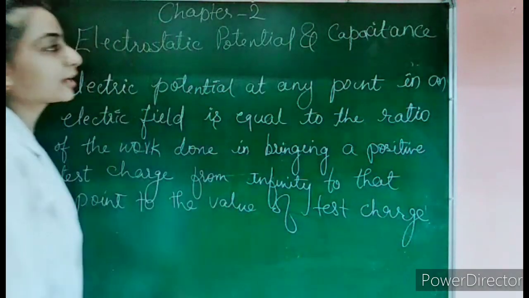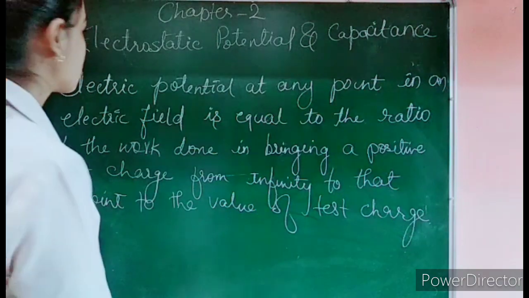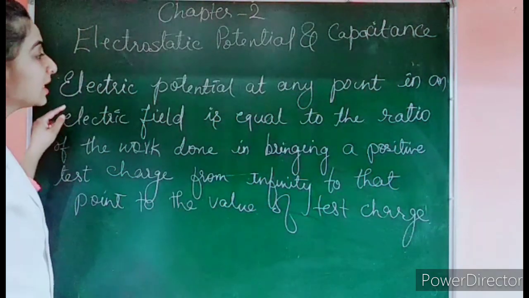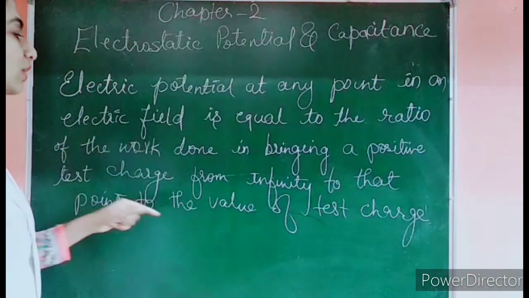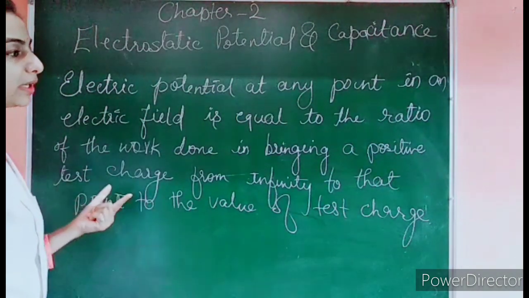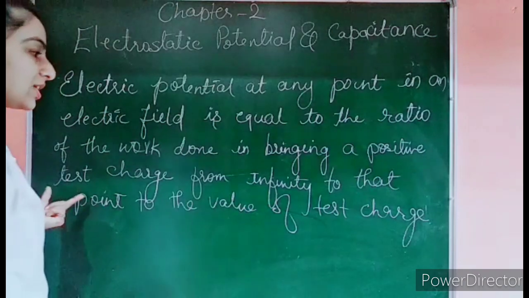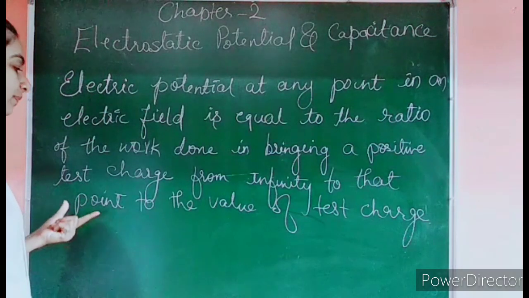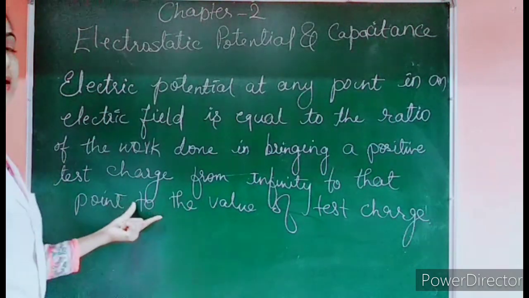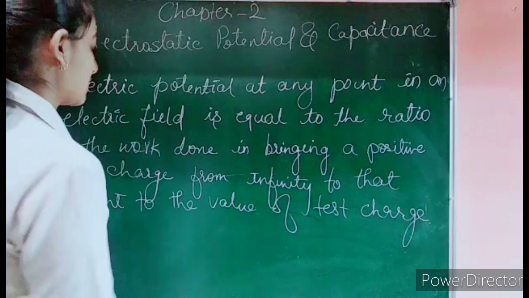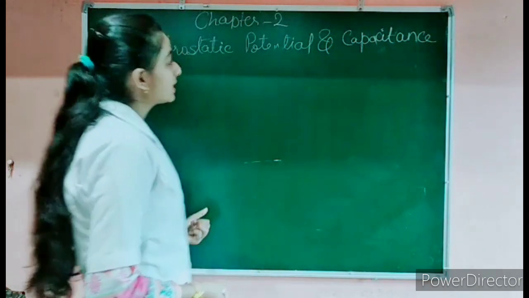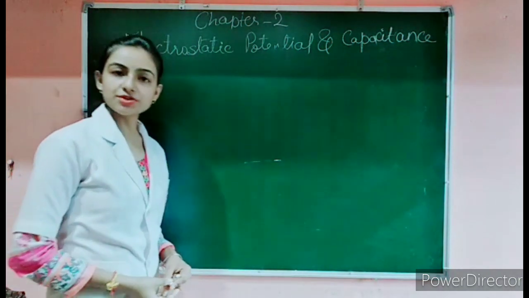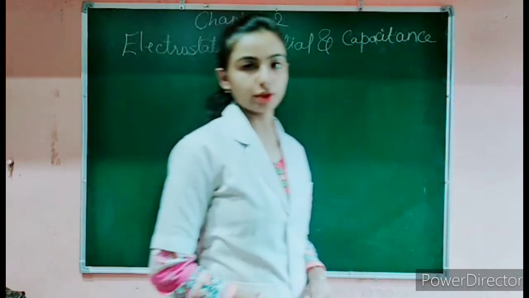Our second chapter is electrostatic potential and capacitance. What is electric potential? Electric potential at any point in an electric field is equal to the ratio of the work done in bringing a positive test charge from infinity to that point to the value of the test charge. In this, we have discussed what potential energy is and what electric potential is.